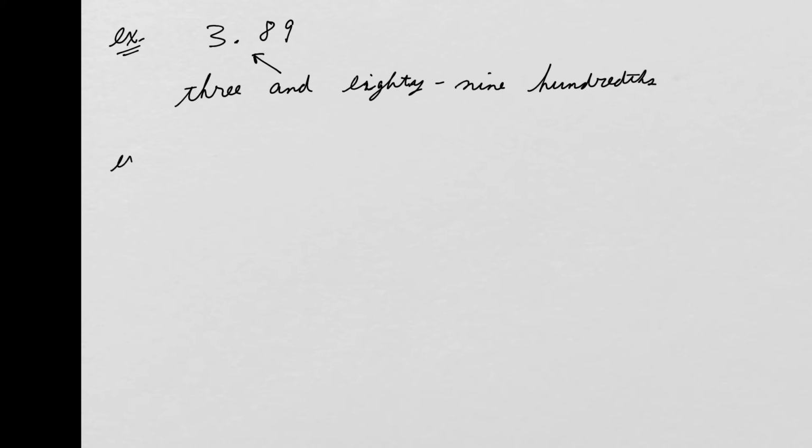Okay, here's another example. Let's say I have 370.081. The whole number part I can write as 370, just like we normally would.